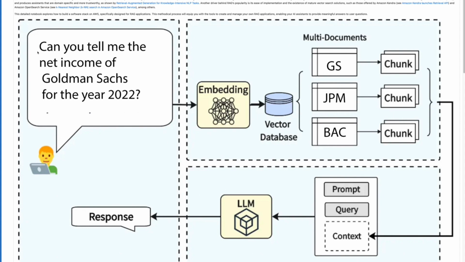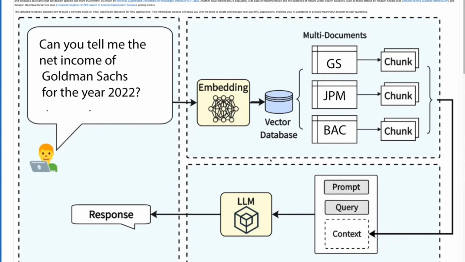One question could be, can you tell me the net income of Goldman Sachs for the year 2022? And as you can see in the demo today, I will show you the relevant documents from the vector store first, and then use those documents as my context to generate the answers.